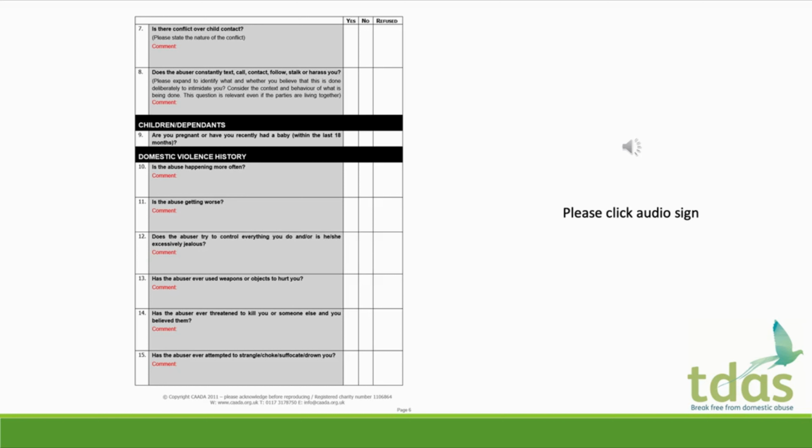Question 15. Has the abuser ever attempted to strangle, choke, suffocate or drown you? Note the question asks for any of these incidents, not restricted to recent ones. This includes hands around the throat, attempts to smother, and use of objects to attempt strangulation. Ascertain when these occurred and any injuries or loss of consciousness.